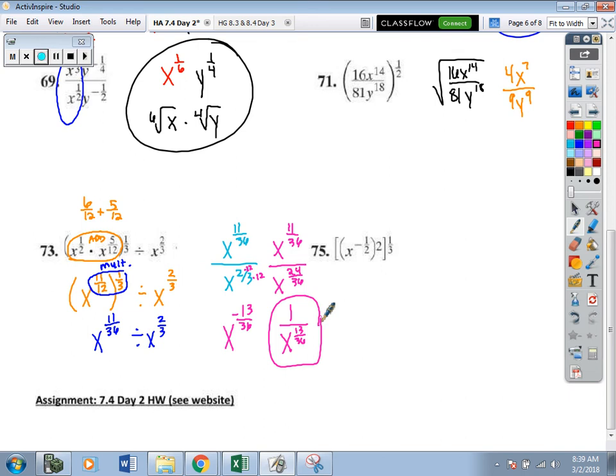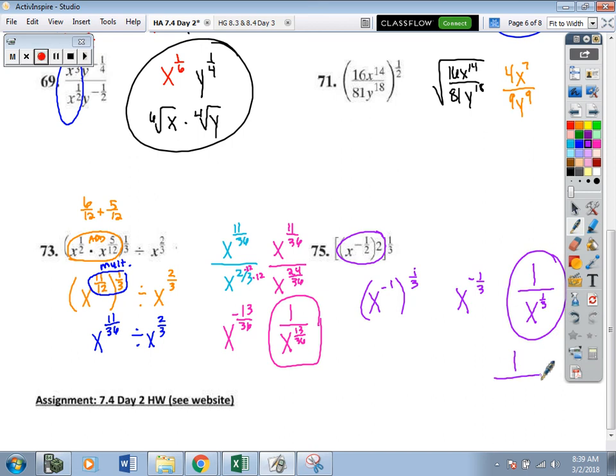So that one was the hardest because it really required you to use all of the rules. Product rule, power rule, and quotient rule all in one problem. Okay, the last one has just a lot of power to a power, which is all to multiply. So negative 1/2 times 2 would be negative 1. And then negative 1 times 1/3 is negative 1/3. So you should have 1 over x to the 1/3 power. Or you could have 1 over the cube root of x, if you prefer.